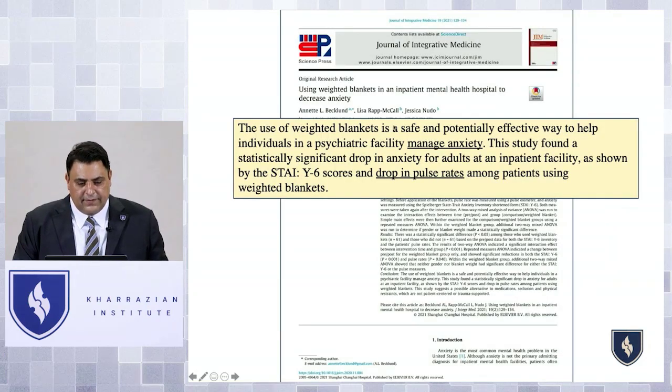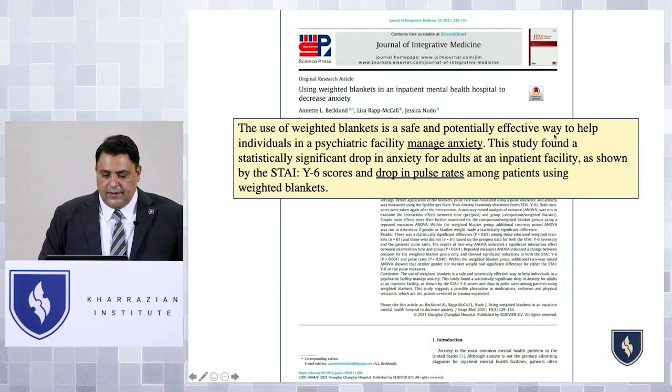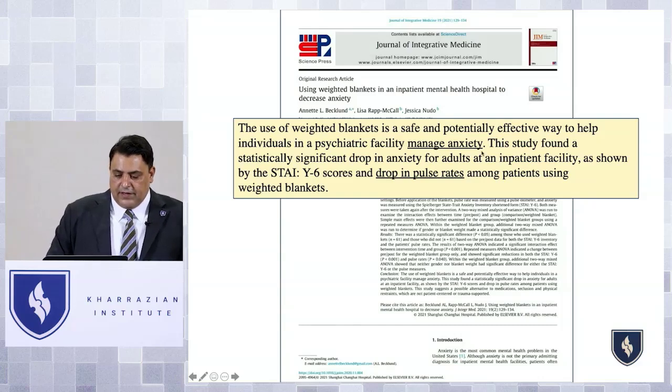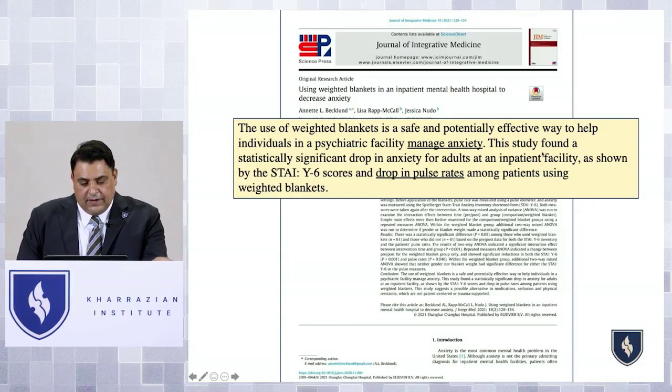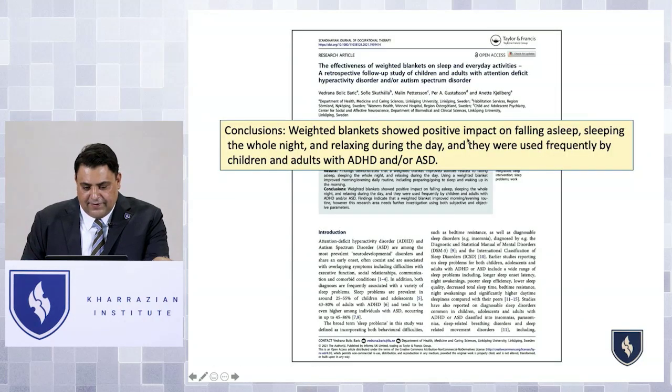The use of weighted blankets is a safe and potentially effective way to help individuals in psychiatric facilities manage anxiety. This study found a statistically significant drop in anxiety for adults at an inpatient facility as shown by the STAI-Y score and drop in pulse rates among patients using weighted blankets. Conclusion, weighted blankets showed positive impacts on falling asleep, sleeping the whole night, and relaxing during the day. And they were used frequently by children and adults with ADD, ADHD, ASD.